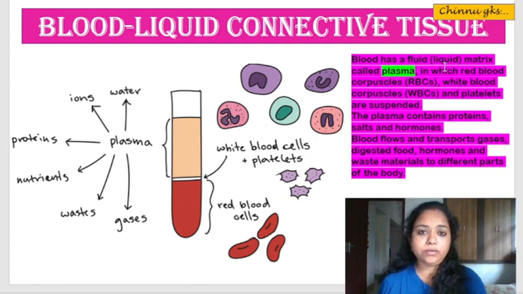Before that, I'll just read out this content. That's your textbook content itself. Blood has a fluid, that is the liquid matrix. So blood is called the liquid connective tissue. The liquid matrix is called the plasma, in which RBC, WBC and platelets are suspended. The plasma contains proteins, salts and hormones. Blood flows and transports gases, digested food, hormones and waste materials to different parts of the body. Do read the textbook.